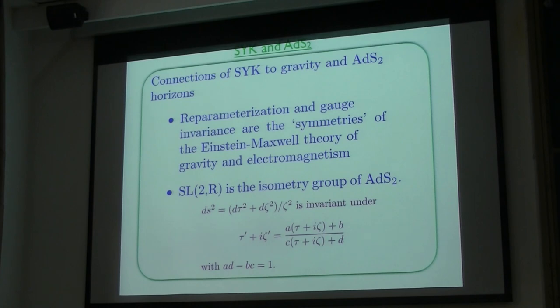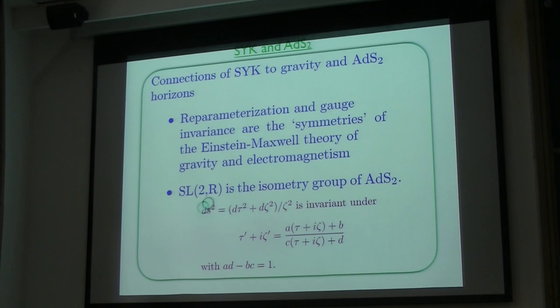So the theory, if you write down the Einstein-Maxwell theory, it has diffeomorphism gravitational invariance. But our vacuum, which is a Minkowski vacuum, is only invariant under Poincaré transformations. So in some sense, the vacuum here is breaking diffeomorphism invariance down to Poincaré. So what happens in AdS2 is that the analog of the Poincaré group is SL2R.